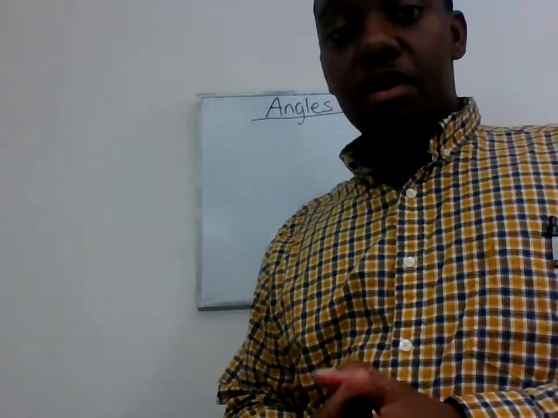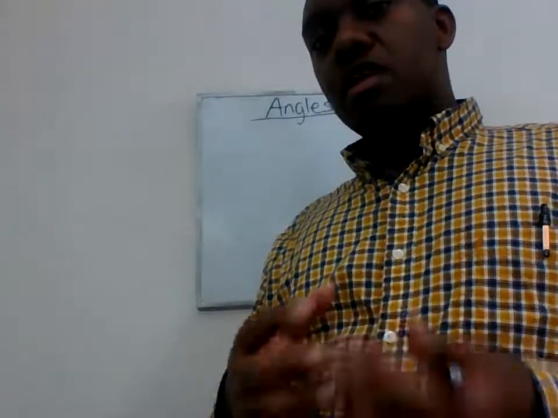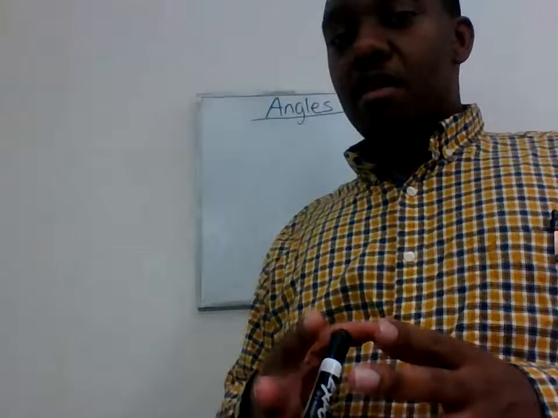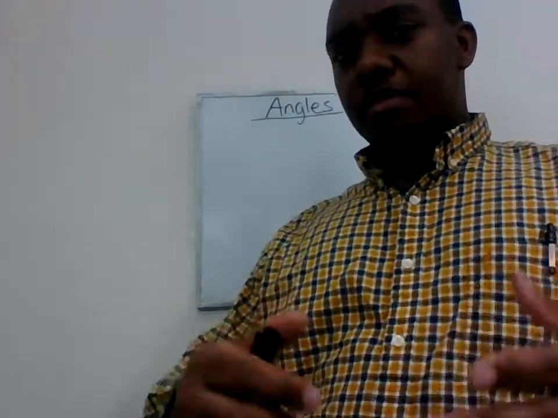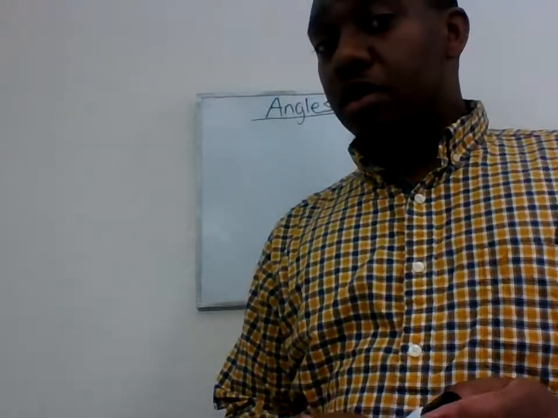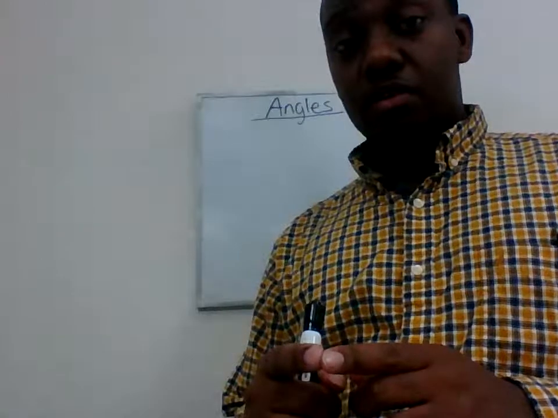Hello. So today we're going to be looking at angles of a circle. And I say angles of a circle because we have different angles that are a part of circles or that are formed around circles. So the first one is known as a central angle. It's an angle formed at the center of a circle.